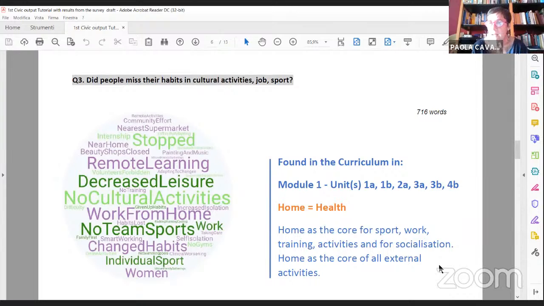Home equal health. Home as the core for sport, work, training, activities, and for socialization. Home as the core of all external activities. This is the main meaning of these answers. 716 words.